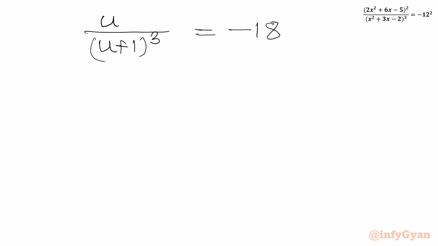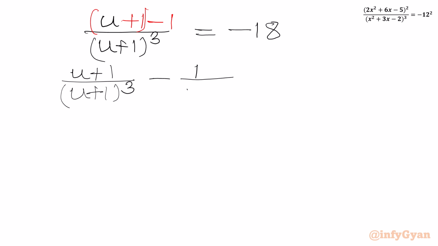Now we will use one manipulation step. We will add here 1 and subtract 1. Now we will split our numerator with u plus 1 and with respect to our denominator. So we can write u plus 1 over u plus 1 whole cube. Then we have minus 1 over u plus 1 whole cube equal to minus 18. Now u plus 1 will be cancelled out, so power will be 2 left.